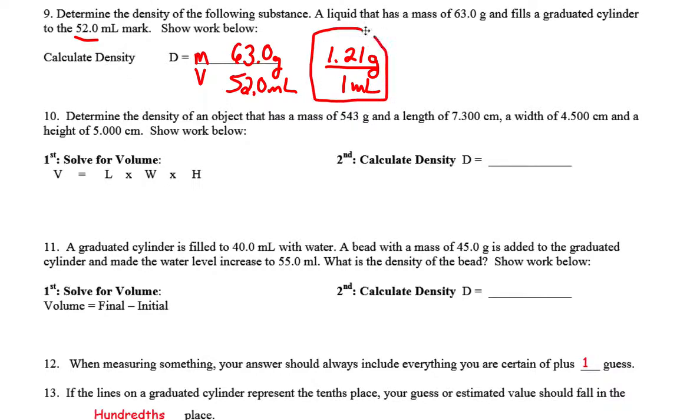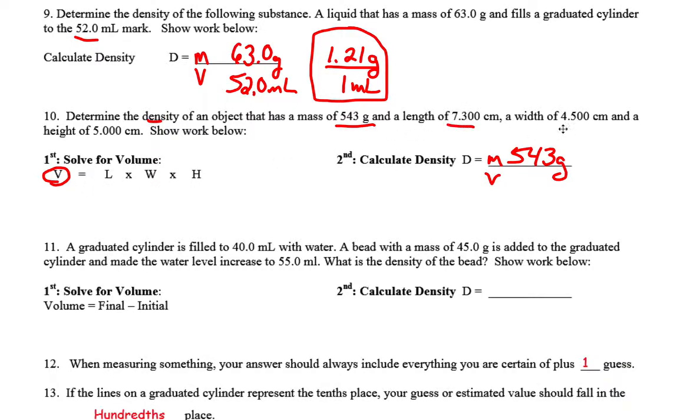That's the density. Now it says determine the density if it's got a mass of, now again we know density is mass divided by volume, so here's the mass that goes on top, 543 grams, but then it tells you the length and the width and the height. And if we multiply the length and the width and the height together, we'll get the volume. So the first thing we need to do is solve for volume, then we can put it down here and then run the numbers.